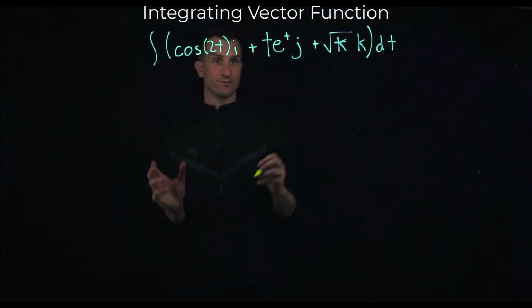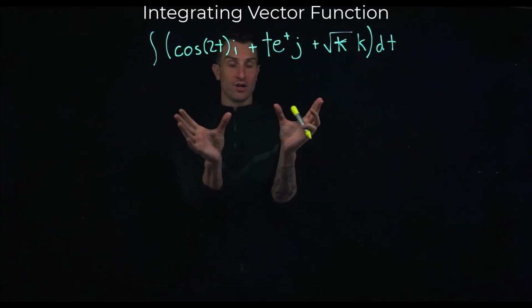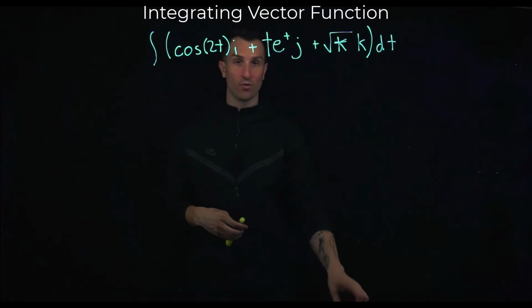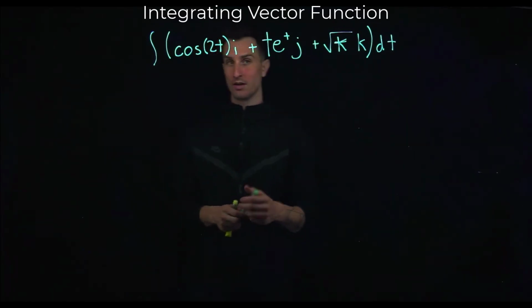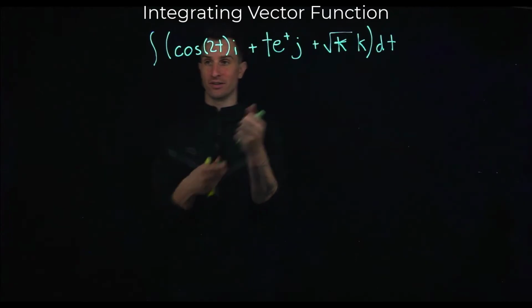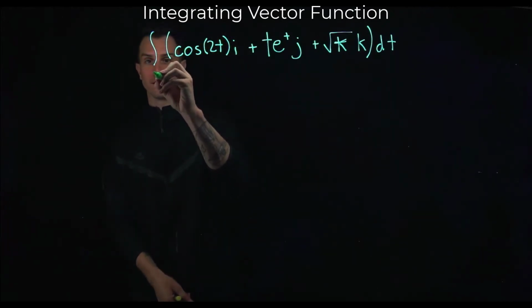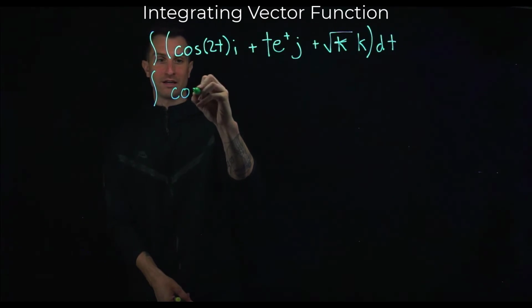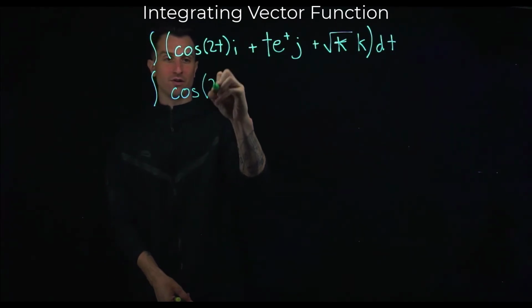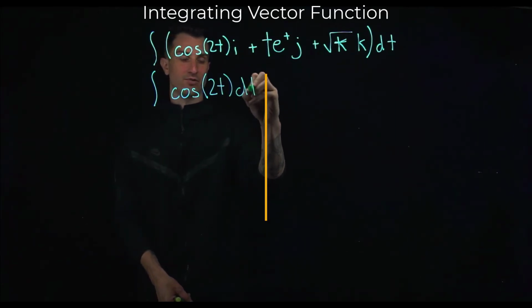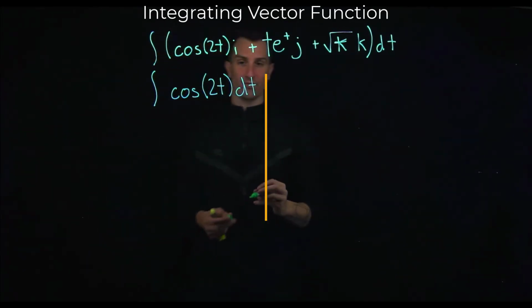Okay, so 3 different parts, 3 different integrals to solve for. We're going to break it up one by one as we normally do. As we go through these, we need to know what type of integration technique to use. So let's write out this first one. Let's say the integral of cosine of 2t dt. This is the first one. And let's just deal with this for right now.